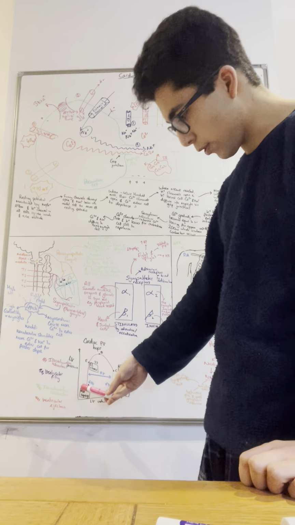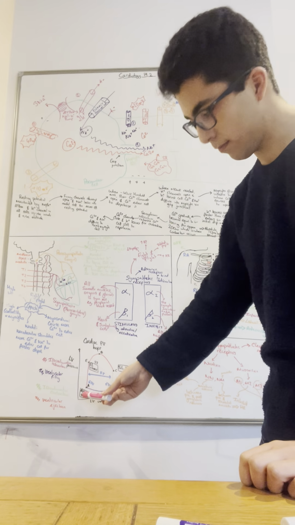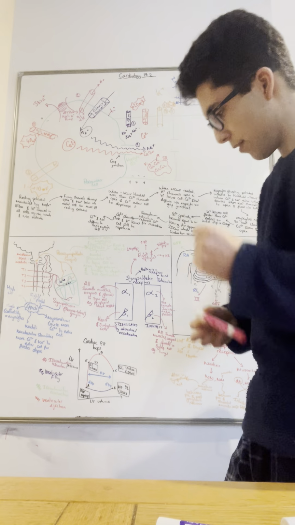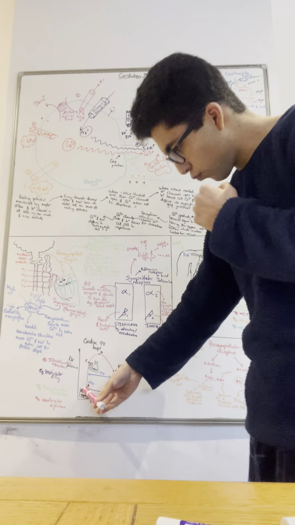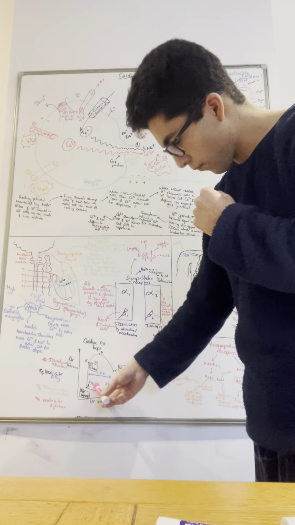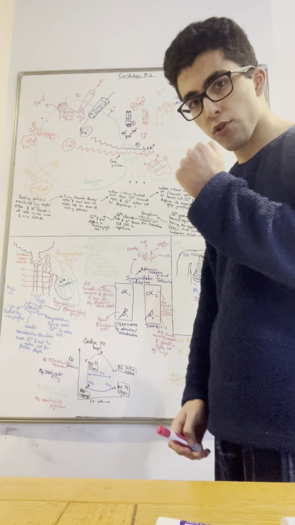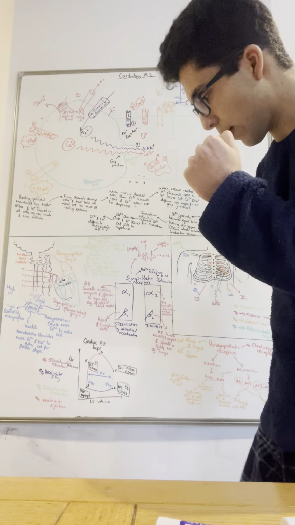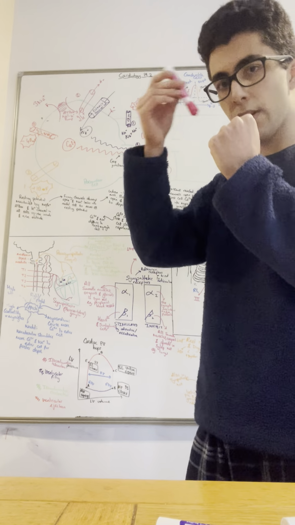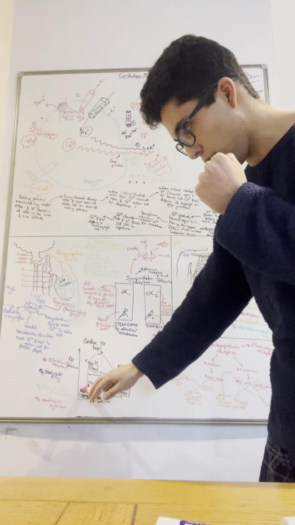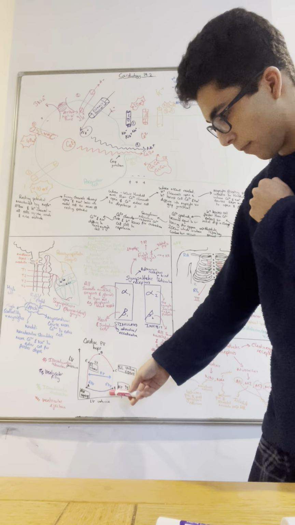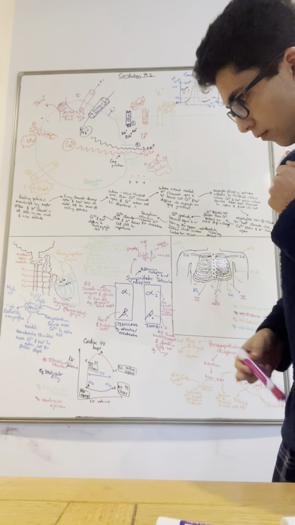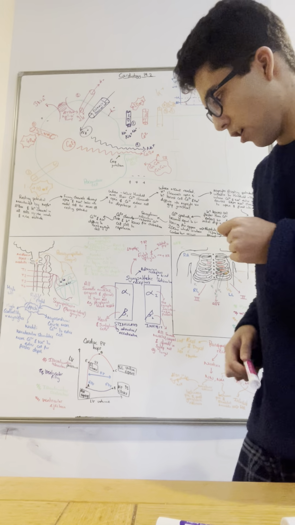So if we start at point A, this bottom left corner, that's when our AV valve opens. Okay? So our ventricle is going to increase volume. So if our AV valves open, blood's going to pour in, volume's going to increase. At B, our AV valve is going to close.